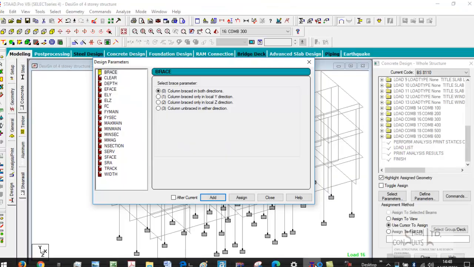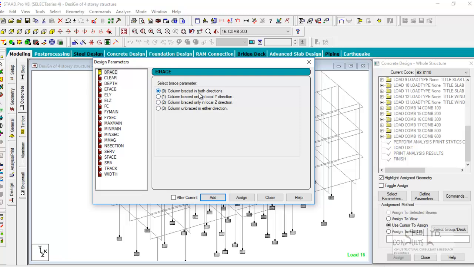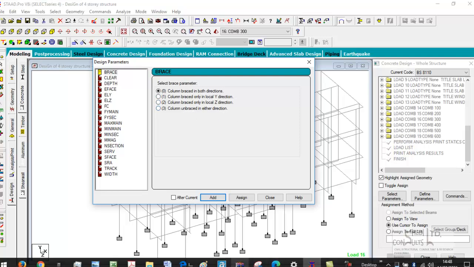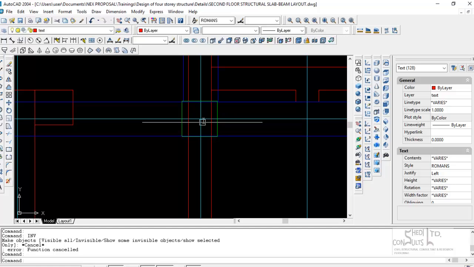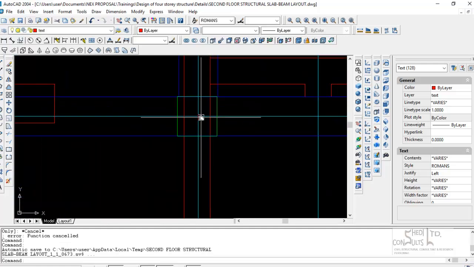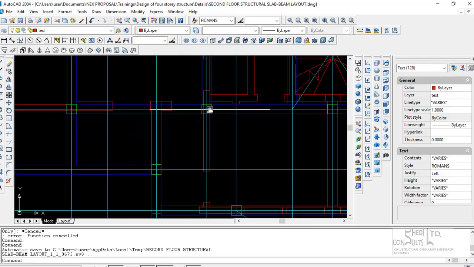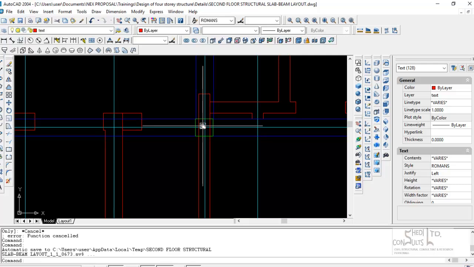See, look at the instructions STAAD is asking you. Is the column braced in both directions, or in the one direction local Z, or in one direction local Y, or is not braced at all in both directions. So this is what we refer to as the local Y. Depending on the local coordinate system, the axis pointing to your direction of view, you viewing this video, the axis that is normal to your screen is what you call the local X axis. And then one of the perpendicular axes in this direction is the Z or Y, depending on your model orientation.